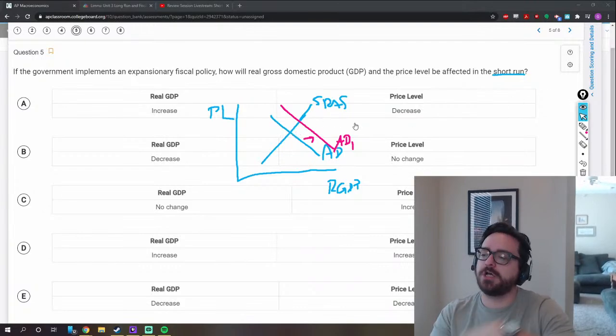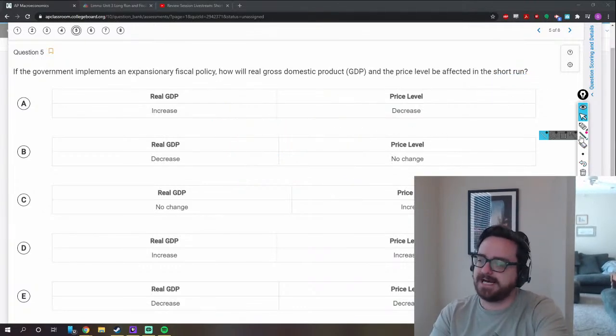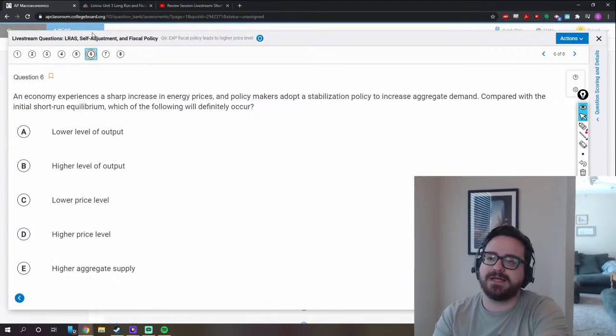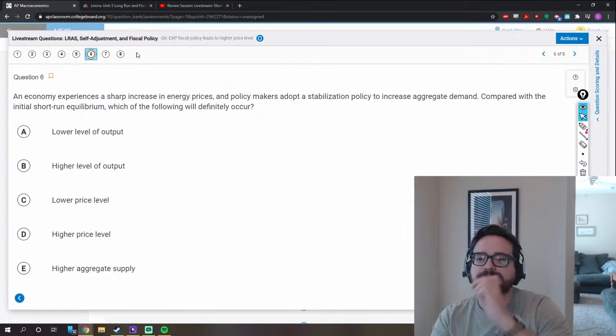So real GDP should go up. Price level should also go up. Got it. Next. Six. If the economy experiences a sharp increase in energy prices, and policymakers, the government, adopt a stabilization policy to increase aggregate demand.